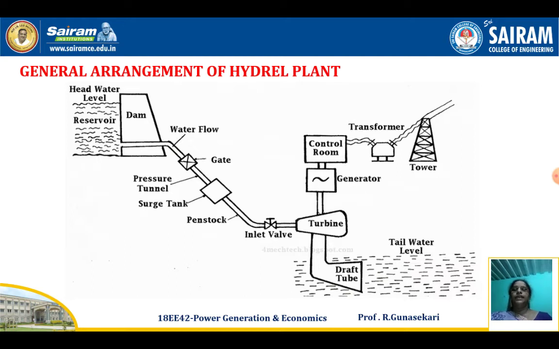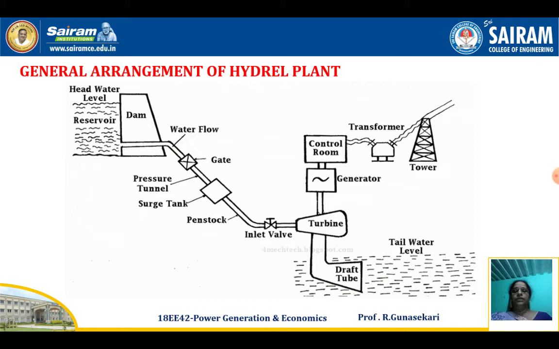On the left hand side, the head water level is there. So in the hydroelectric power plant, two types of water level are there. One is the head race, another one is the tail race water level. Then reservoir, then dam, then water flow, then control gate, then pressure tunnel, then surge tank, then penstock, then inlet valve, then turbine.